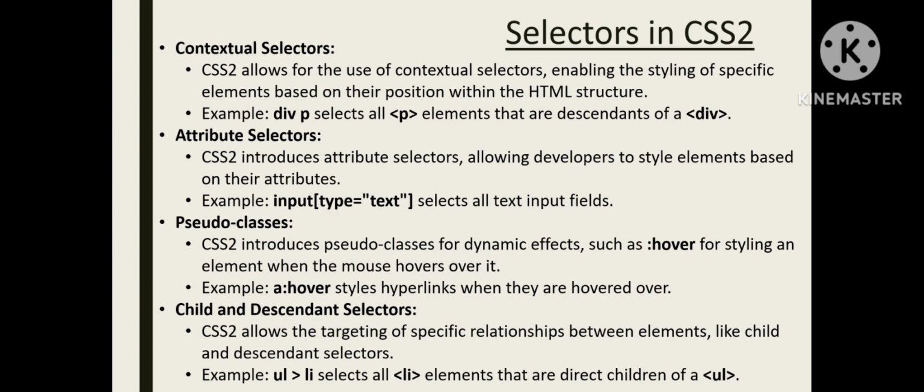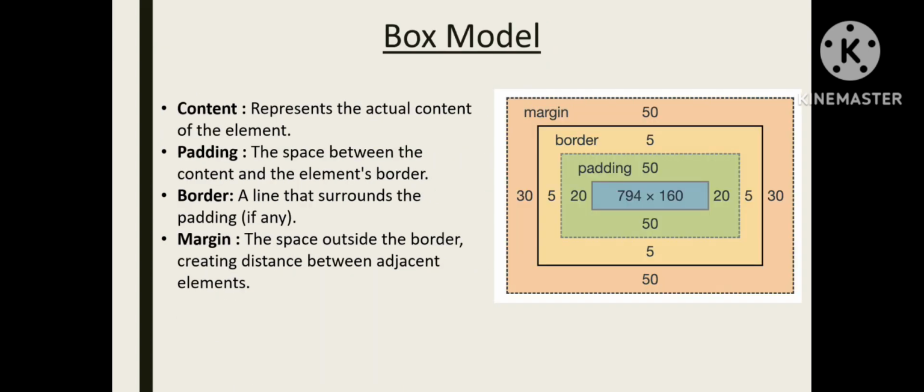Child and descendant selectors. CSS2 allows the targeting of specific relationships between elements, like child and descendant selectors. For example, we write ul, then the greater than sign, and then li. It will select all the li elements that are direct children of a ul element. Next feature is the box model. It is a very important concept in CSS2, defining how elements are structured and how spacing is applied.